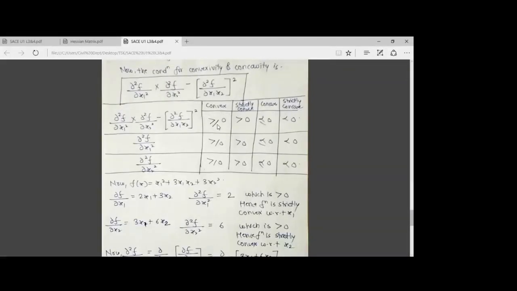कन्वेक्स मतलब क्या? Greater than or equal to 0, ठीक है? स्ट्रिक्टली कन्वेक्स मतलब क्या? It is only greater than 0. कन्केव मतलब क्या? Less than or equal to 0, और स्ट्रिक्टली कन्केव मतलब क्या? It is less than 0 only. So this is how this particular equation is used for defining the concavity or the convexity of the double variable function.